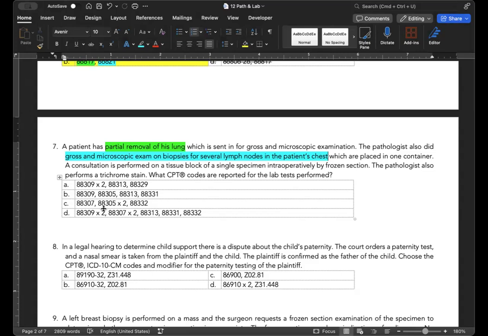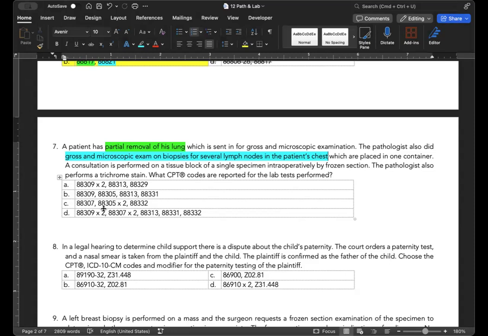The lymph nodes are in 88307, that is for a regional resection of lymph nodes. So be careful, because if you keep looking back underneath the 88305, you also have lymph nodes, and that's for a biopsy.